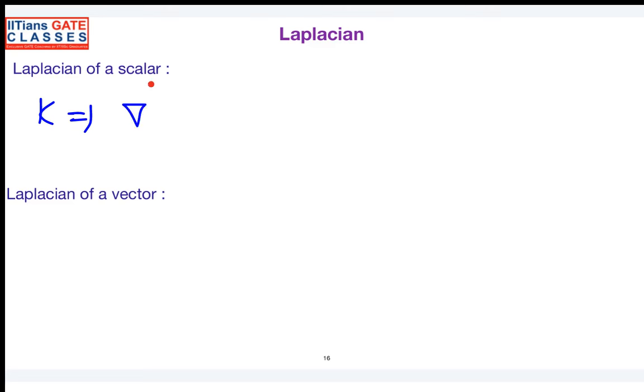And one more thing here, if the Laplacian of any scalar becomes 0, that scalar is basically said to be harmonic. The function is said to be harmonic. So the Laplacian of a scalar is nothing but the divergence of the gradient. So if the Laplacian becomes 0, the function is said to be a harmonic function.